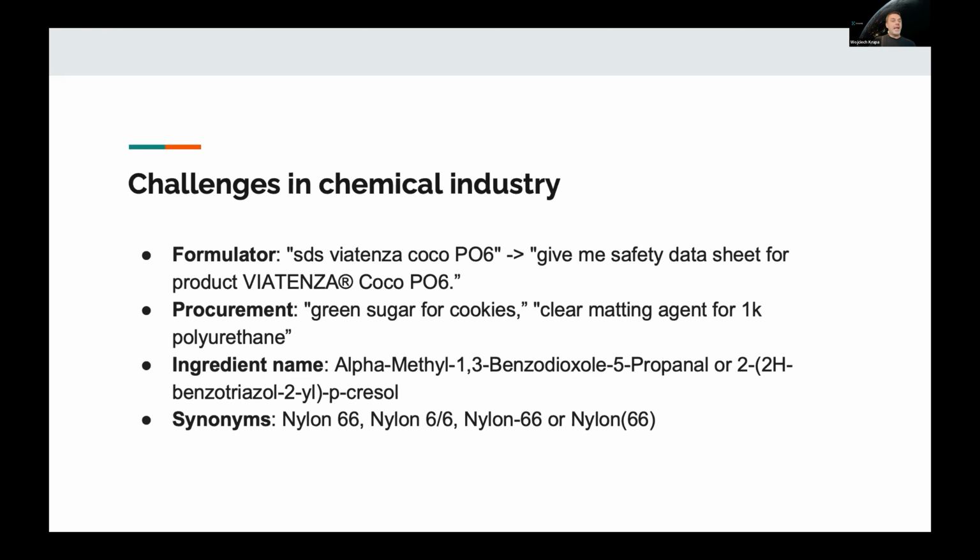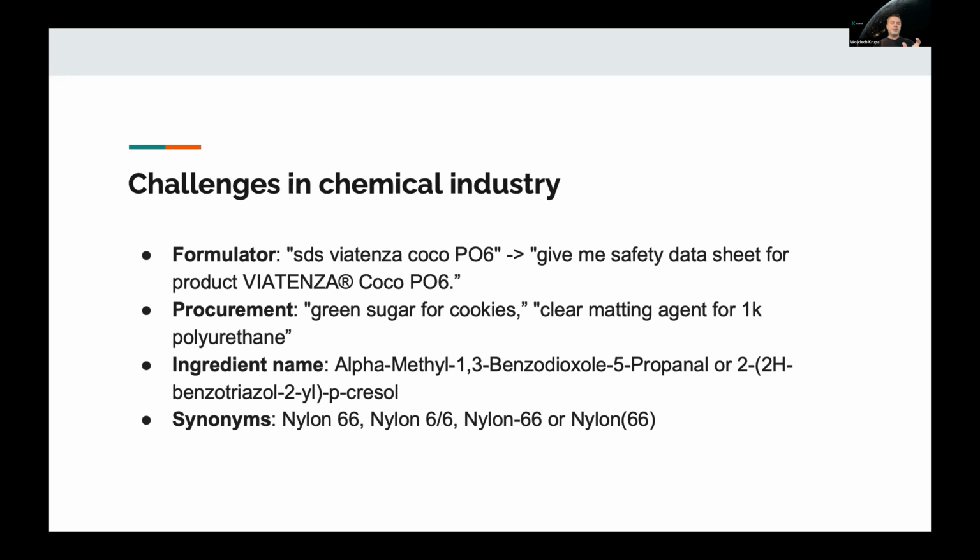And we see a lot of those searches coming from our power users, whereas someone in a procurement role may be asking in a more natural language way, green sugar for cookies, right? And also take a look at ingredient names. Those are real chemical ingredients that are searchable on our platform.